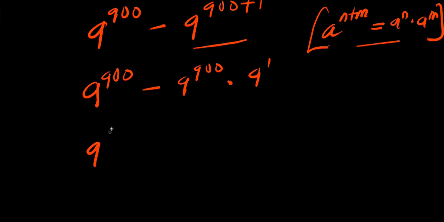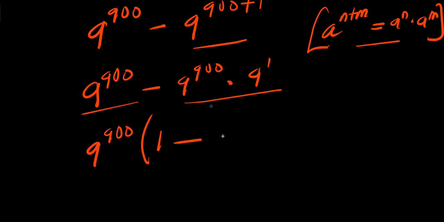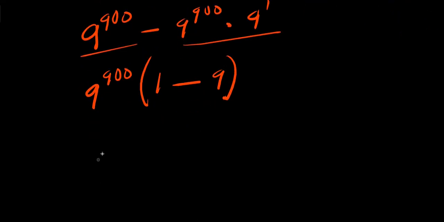From here, I have 9 power 900 times this divided by this, I have 1 minus this divided by this, I have 9. So I have 9 power 900 times 1 minus 9, this is negative 8.